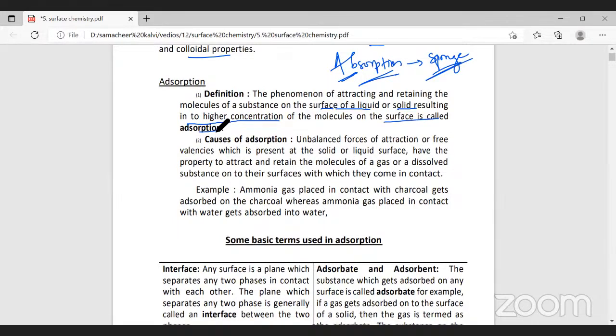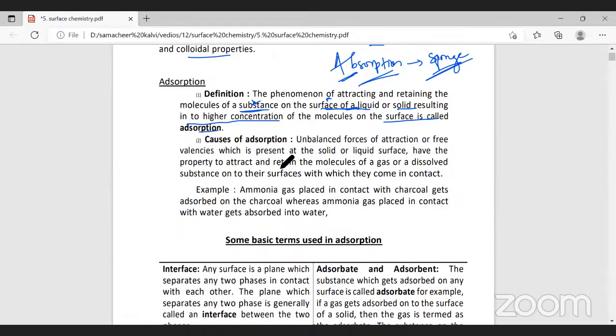So adsorption is a phenomenon of attracting and retaining the molecules of a substance on the surface of a liquid or a solid. What is this liquid or solid? We will learn a little later. What's the terminology given? Now, there are two terminologies: attracting and retaining the molecules of a substance, and the surface of the liquid or a solid. So one is a substance here, the other one is the surface of the liquid or a solid, resulting in higher concentration of the molecules on the surface, which is called adsorption.